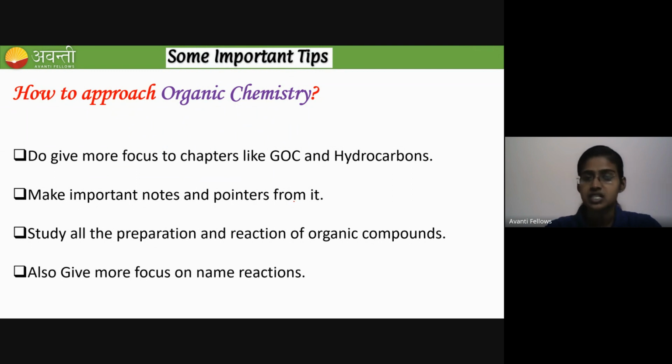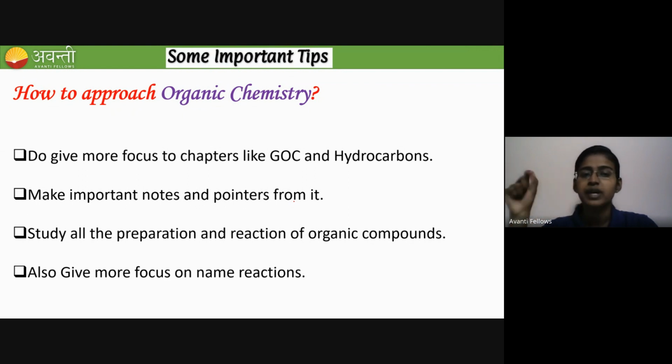That is how an electrophile reacts with a nucleophile. Those things will be covered in these two chapters, so master these two chapters well. Now you have to make some important notes and pointers, like hints. You have to write the general reactions. Study all the preparations.